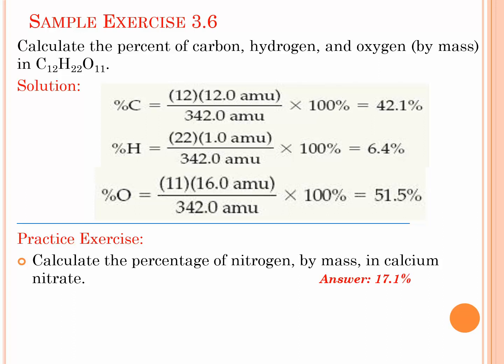And here we have a sample exercise. Calculate the percent of carbon, hydrogen, and oxygen by mass in the same way. 12 carbon atoms times 12 atomic weight divided by the molecular weight of this compound, times 100. This is the percentage of carbon, this is the percentage of hydrogen, and this is the percentage of oxygen. Again, if you add them, the total is 100. Also, you can practice with this exercise: calculate the percentage of nitrogen by mass in calcium nitrate, and you can check your answer.